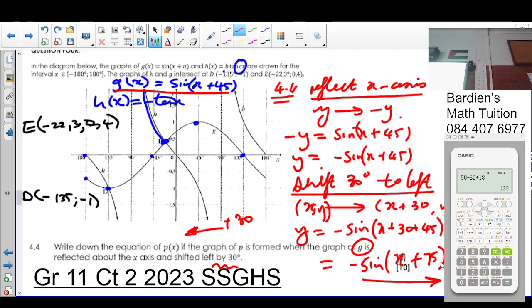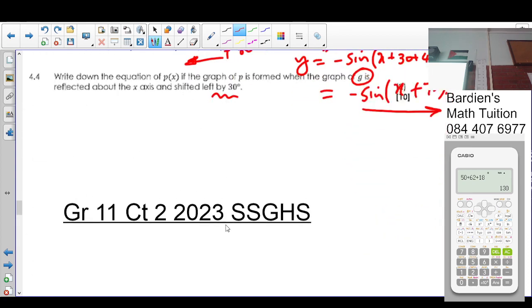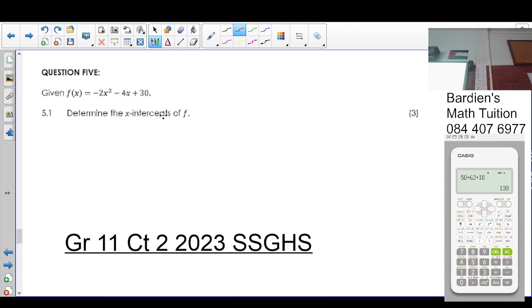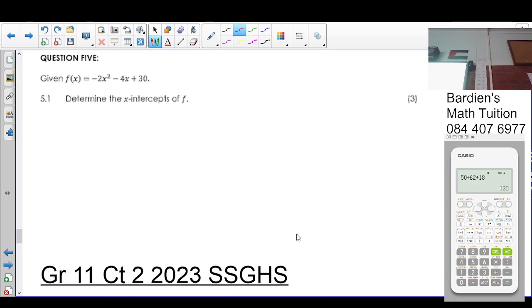Okay. So let's carry on. I will just rescan the paper, okay? So that we can affect the change. The next question is question 5. Okay, I think I'm going to stop here today, okay? We'll just conclude the test tomorrow.